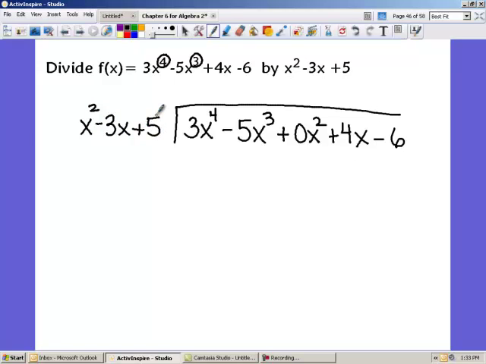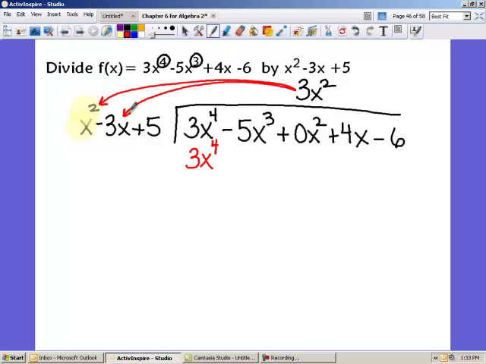And we're going to do the same thing. We're only going to look at this x squared. So we ask ourselves, what times x squared will give us 3x to the 4th if we multiply? And that is going to be 3x squared. So I'm going to line it up over here, and I'm going to multiply. 3x squared times x squared is 3x to the 4th.